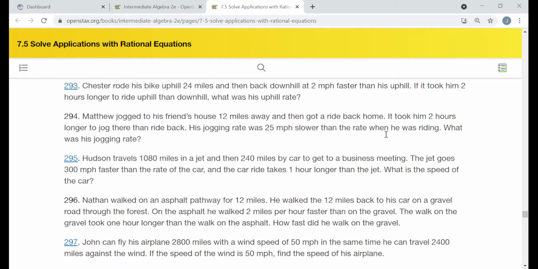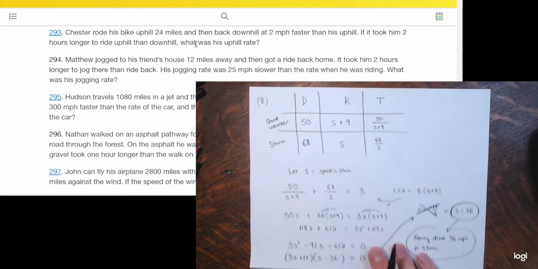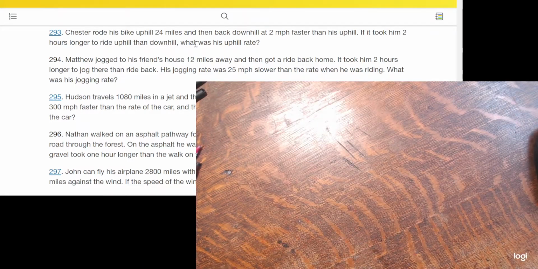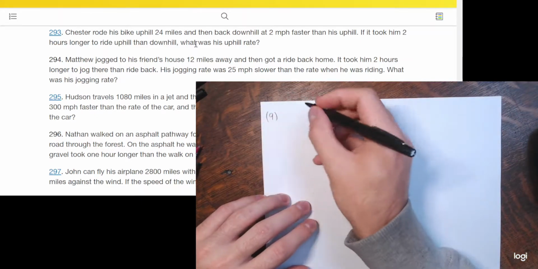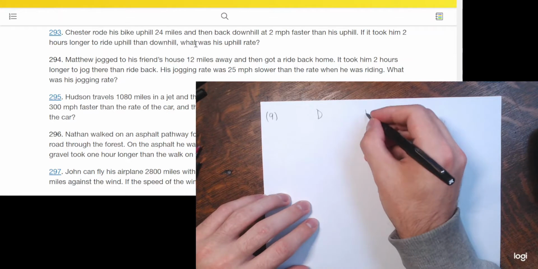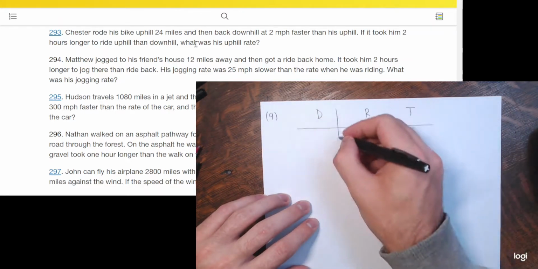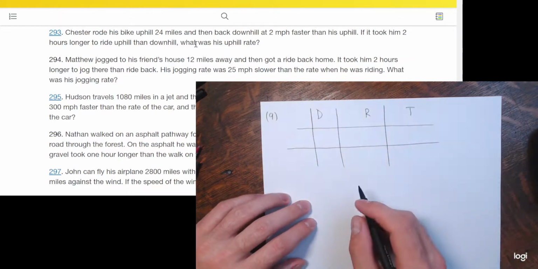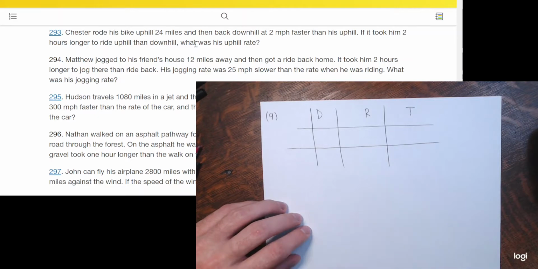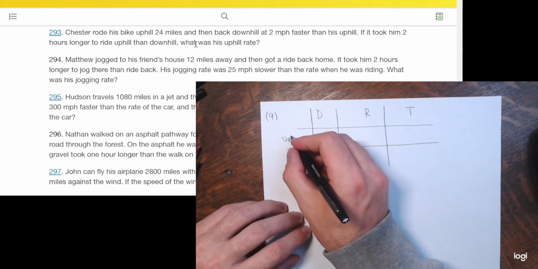Alright. So again, I'll pull up the problem so you can see it, exercise 293. We're making another chart. This is example 9. Another distance, rate, time chart. And the 2 rows this time, the 2 different trips, are uphill and downhill, right? Biking uphill and biking downhill.